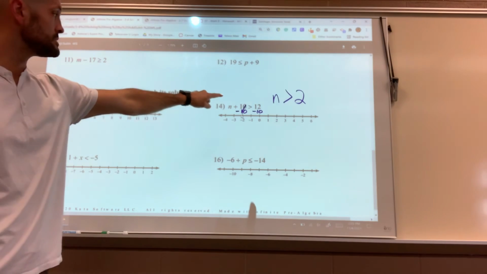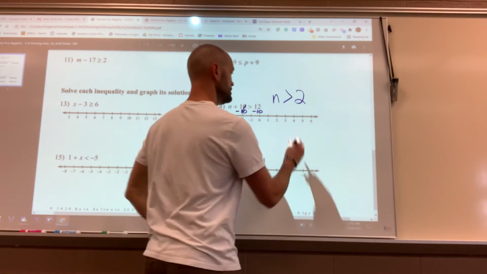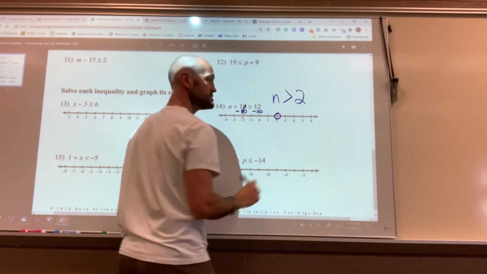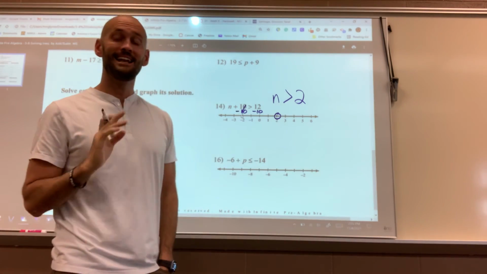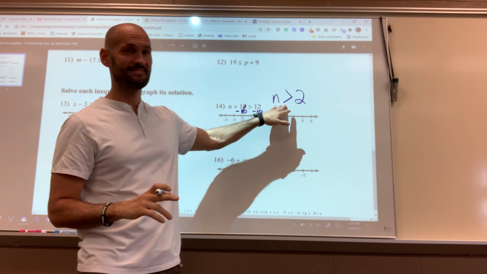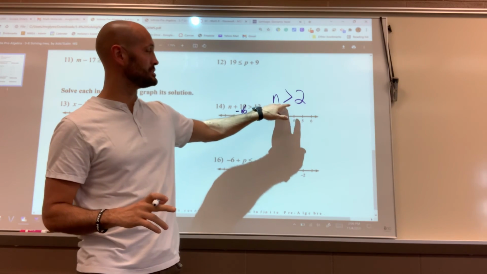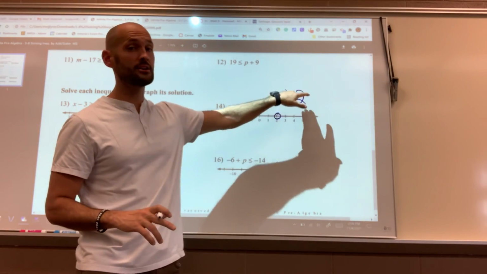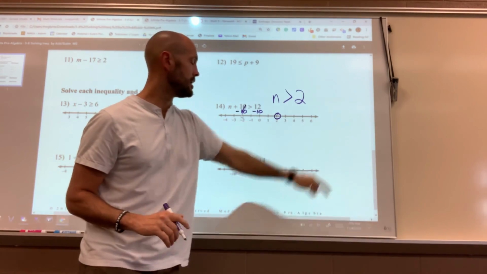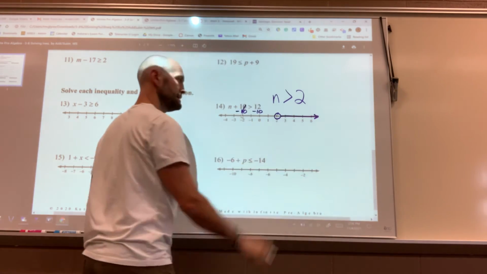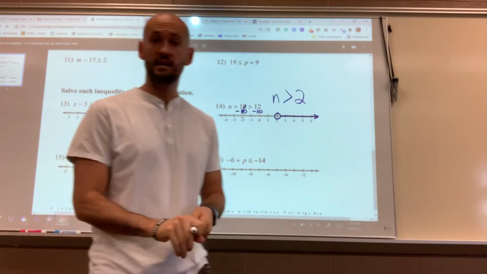Where's my door hinge? 2. It's not equal to, so it's an open circle. Now, are we asking for the numbers larger or smaller than 2? It's greater than 2, so we want all the numbers greater than 2. Done. Guys, plain and simple.